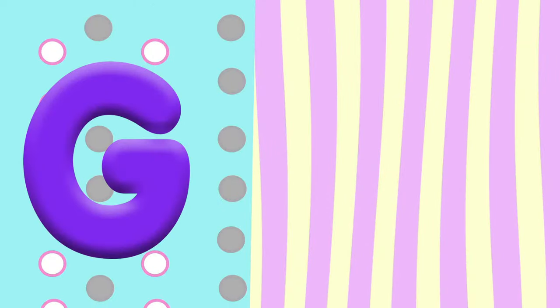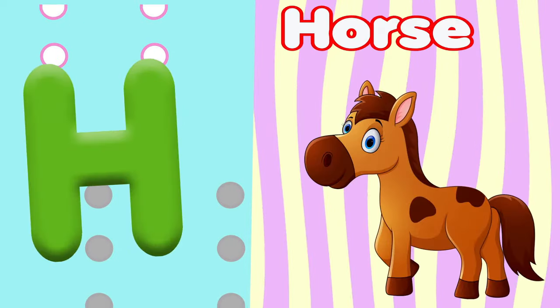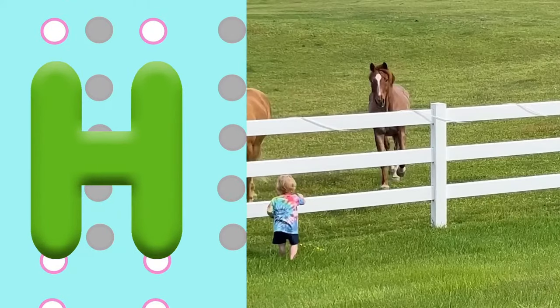Flamingo. F, flamingo. G is for goat. Goat, G, goat. H is for horse, h, h, horse.